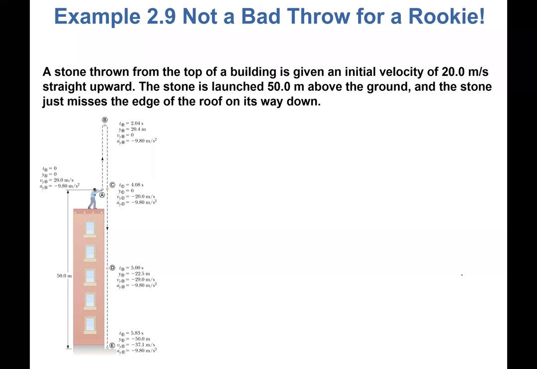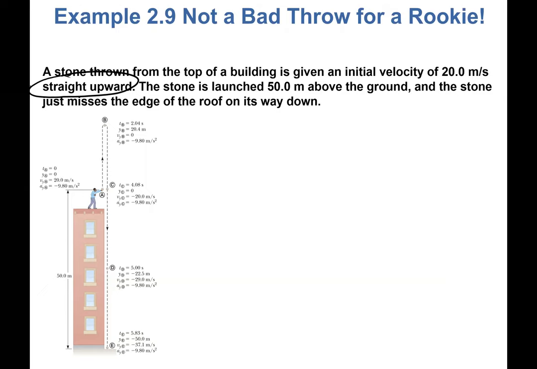Okay, so here's one last example, which again summarizes some of the things we talked about. A stone thrown from the top of a building is given an initial velocity of 20 meters per second straight upward. The stone is launched 50 meters above the ground, and the stone just misses the edge of the roof on its way down. So this is technically a one-dimensional free fall. Go straight up, straight down. How do we know it's one-dimensional? Anything straight up or straight down, or you just drop something, that's a one-dimensional free fall.